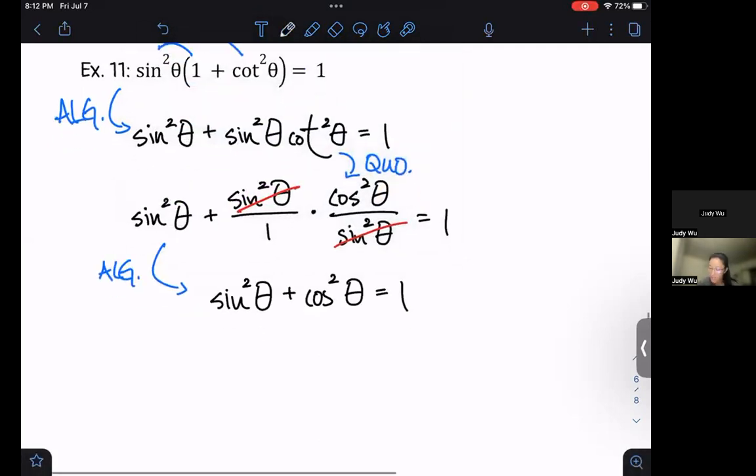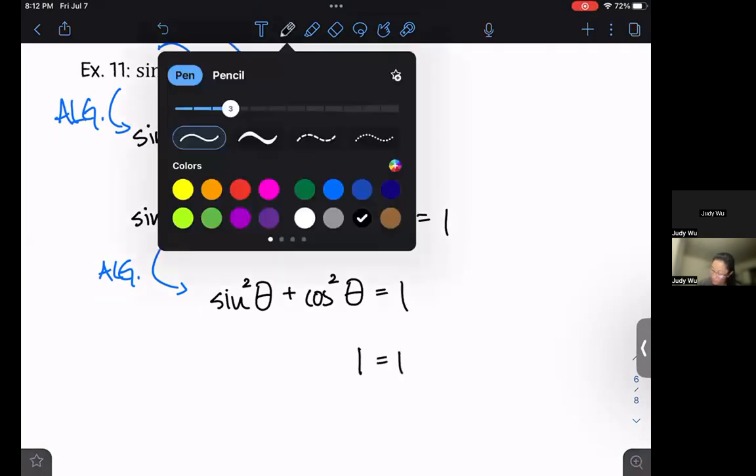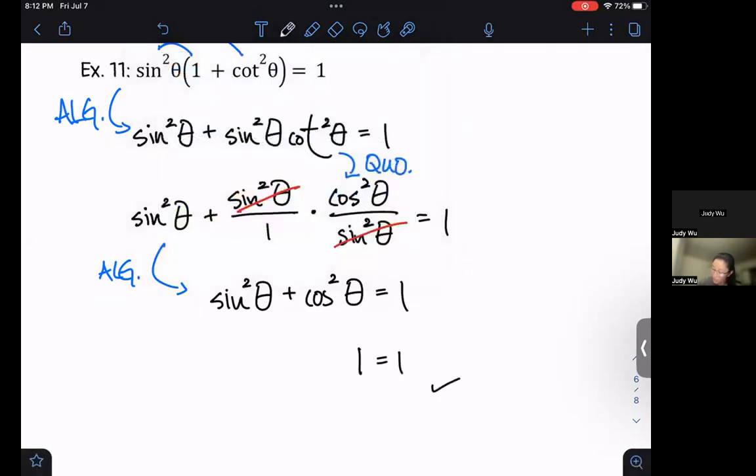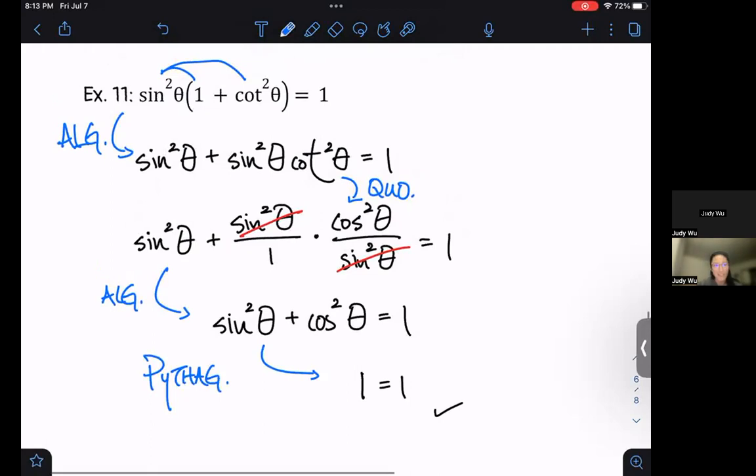And now we have one last step. Sine squared plus cosine squared is 1. And so we get 1 equals 1, which is great news for us. But the reason we get 1, let's put a name on that, our Pythagorean identity, right? Our Pythagorean identity allows us to say that sine squared plus cosine squared equals 1. All right, not too bad, huh?